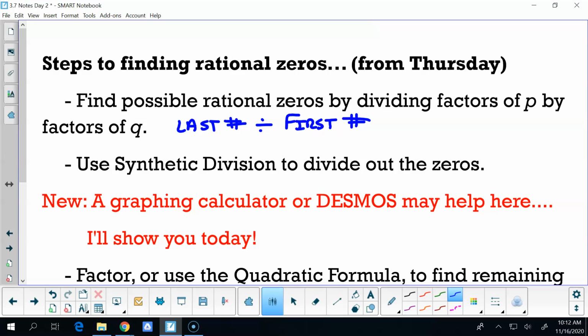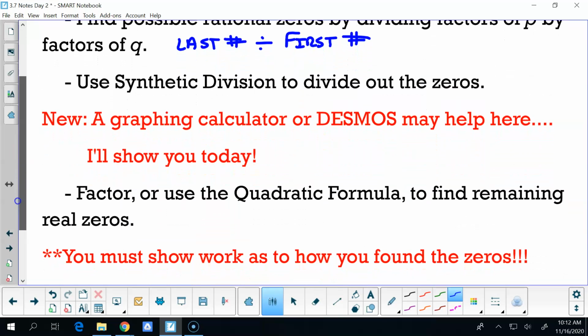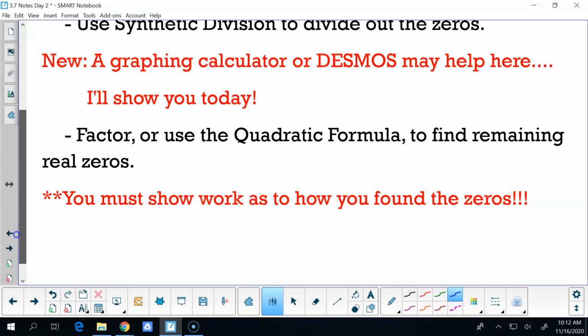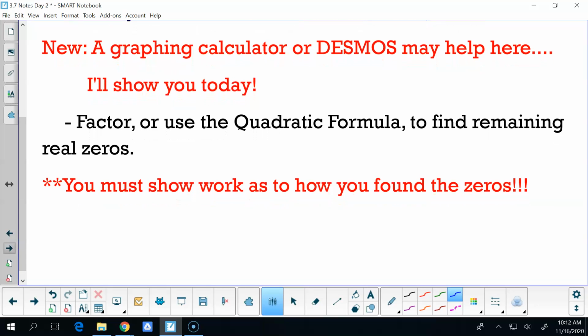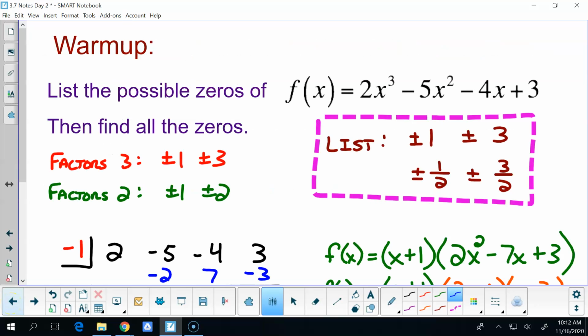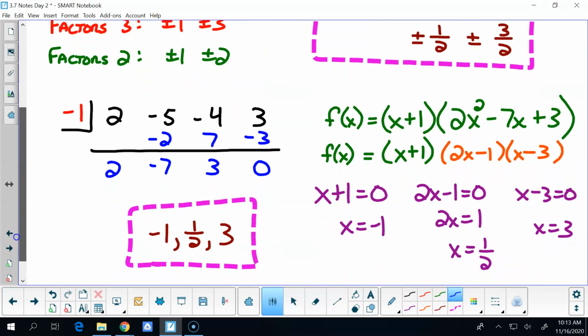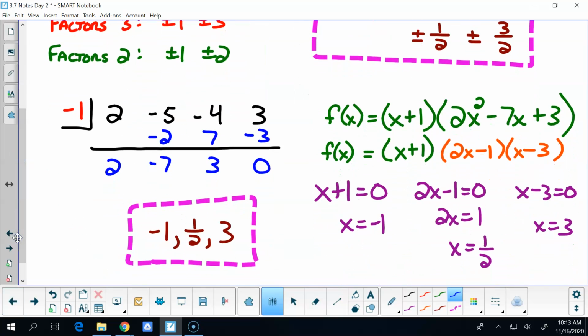Today I'm going to show you on a graphing calculator or on Desmos, because we all have access to Desmos, a shortcut to help you find some. Okay? And then lastly, we factor and factor and factor until we find all the zeros, or use the quadratic formula to find the remaining zeros. Okay? And we got to show that word. Which, if we go back here, that would be like the purple. The purpleness would be showing the word.